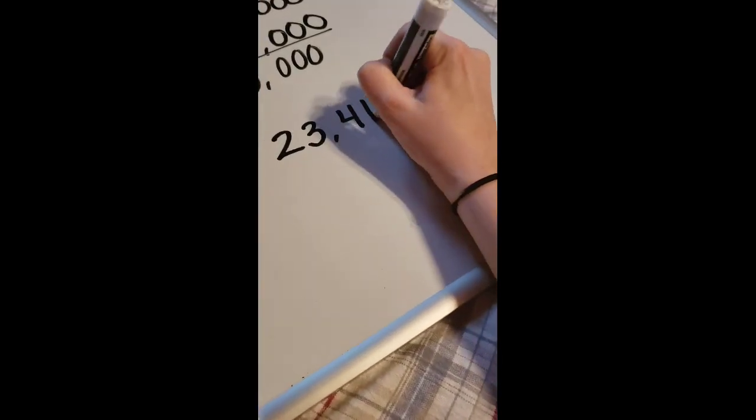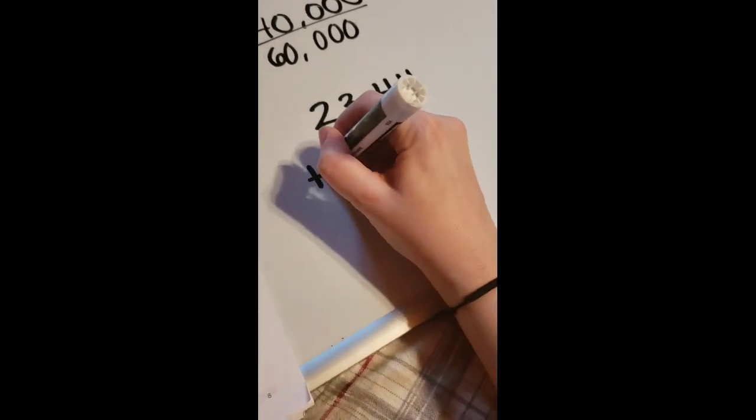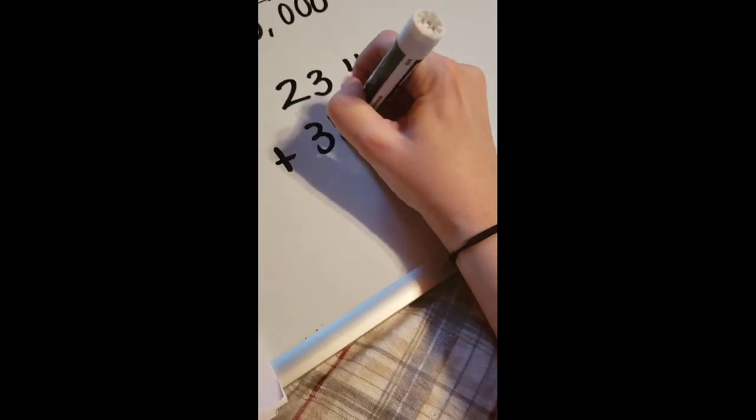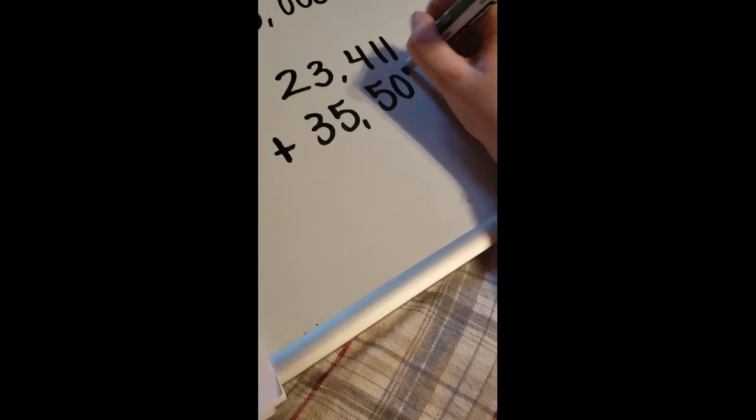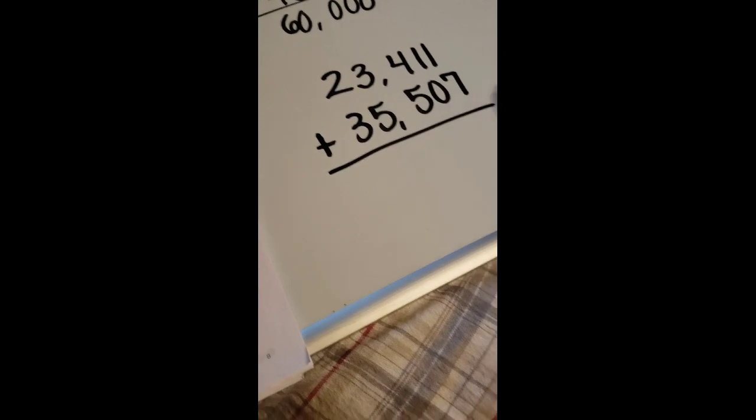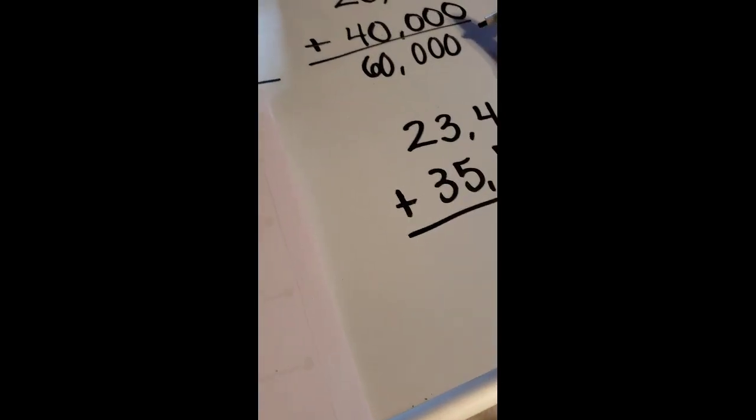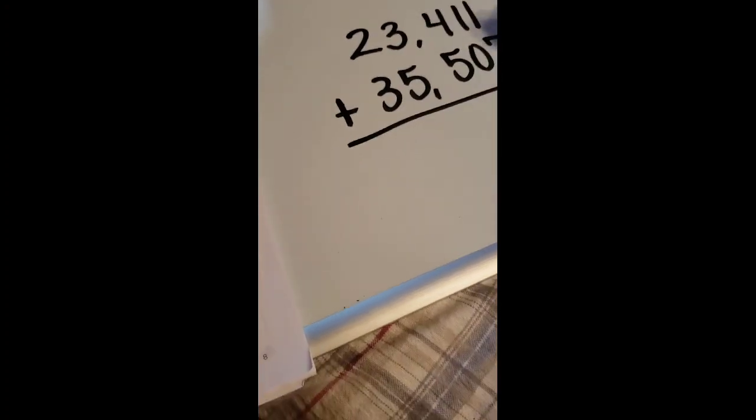So I would cross it off, like the directions say. If it's not reasonable, you cross it off, and then write the exact answer. So how do we find the exact answer? You need to add. So we're going to add 23,411 plus 35,507. Now remember, estimating helps us see if our answer is reasonable, so our answer should be pretty close to 60,000. So now I'm going to add to see.